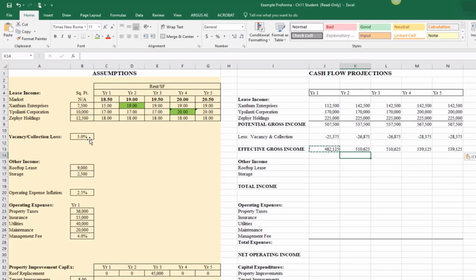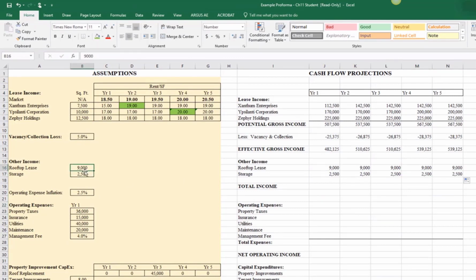Okay, we're given a few other things with income. We've got some rooftop income. I'm going to refer over here to the rooftop lease and the storage lease. And both of those are not changing over time, so I can do a couple of things. I could go back in here and hit F4 to make that an absolute reference once more. Or I could also make this cell refer to the previous year, so that way it's not going to change. So either way, I'm going to have the same other income all the way across.